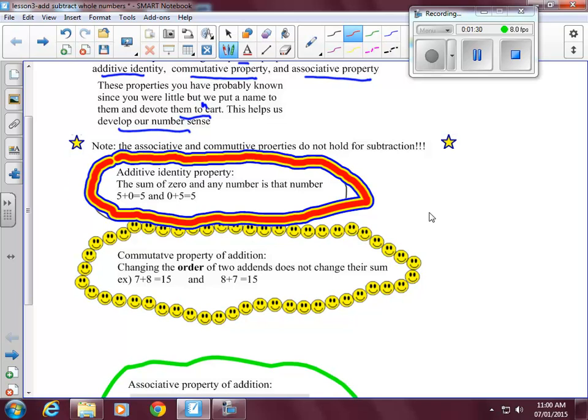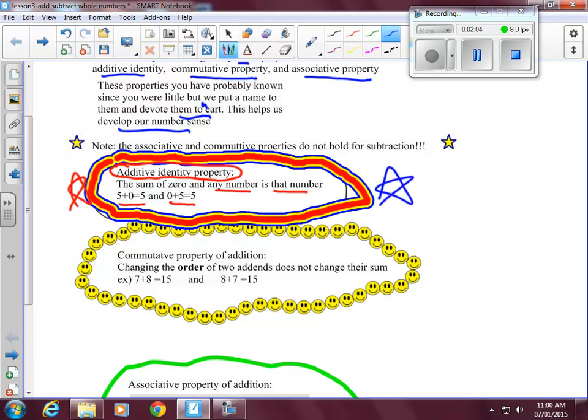All right, let's start off with the additive identity property. You've probably known since you were pretty little that 5 plus 0 is 5 and 0 plus 5 is 5. That means that if you add 0 to any number, you get back that number. So the sum of 0 and any number is that number. That's the additive identity property, you see? So nothing difficult, it's just that you have to memorize what it's called. So if I tell you to recite or give me an example of the additive identity property, that's what we're looking for, okay?